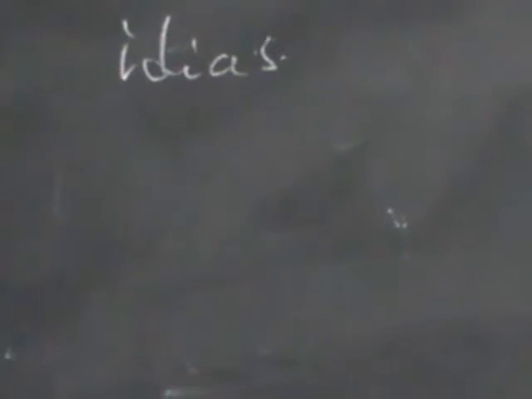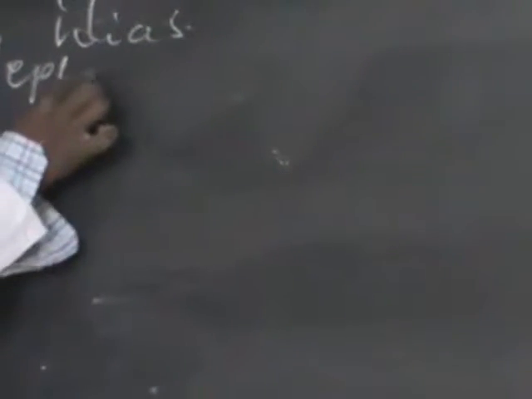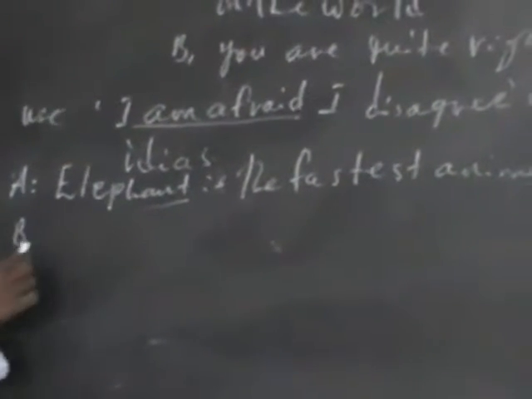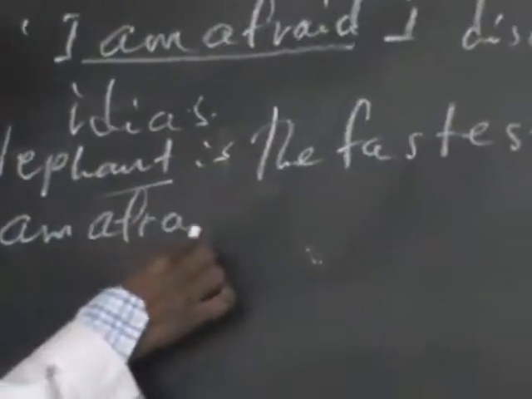Now, when you are opposed to the ideas, Student A may say, for example, that the elephant is the fastest animal in the world. Then you may not agree, and you may say "I am afraid I disagree."